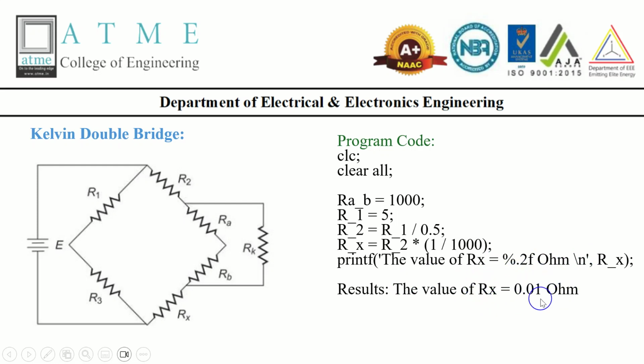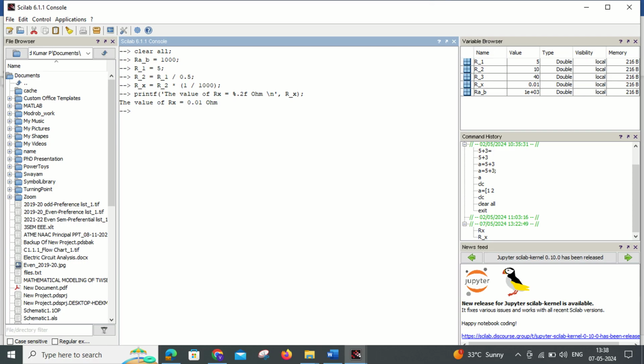You can observe over here, this is a bridge. Kelvin's double bridge is used to measure very low resistance. The Wheatstone bridge is used to measure low resistance, whereas Kelvin's double bridge is used to measure very low resistance, in the form of milliohms. By this, we are showing it with the program.